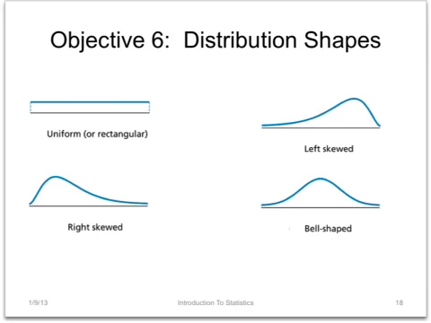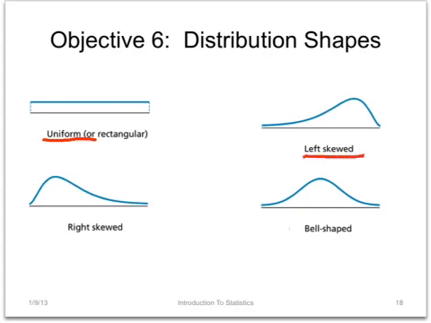Distribution shapes. We draw these graphs so we can learn about the shape of the distribution, and later on we will discuss why we need to know shapes of the distributions. So one of the shapes that we have is a rectangular, and notice that the rectangular or the uniform shape is just a horizontal line.